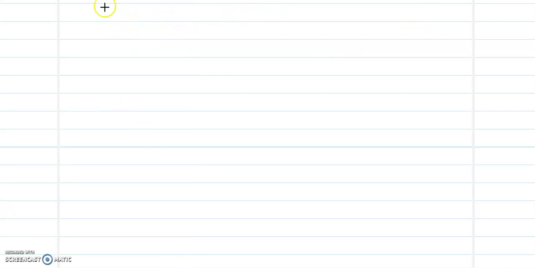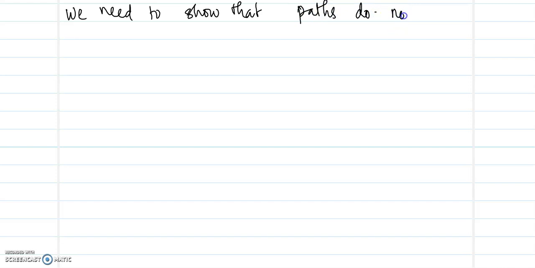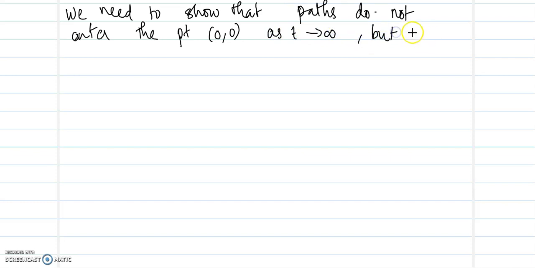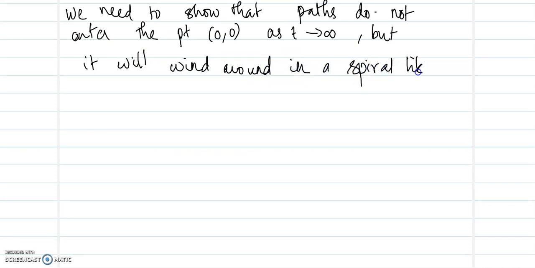So we need to show that paths do not enter the point (0, 0) as t tends to infinity, but they will wind around in a spiral-like manner. So that is what we need to prove.